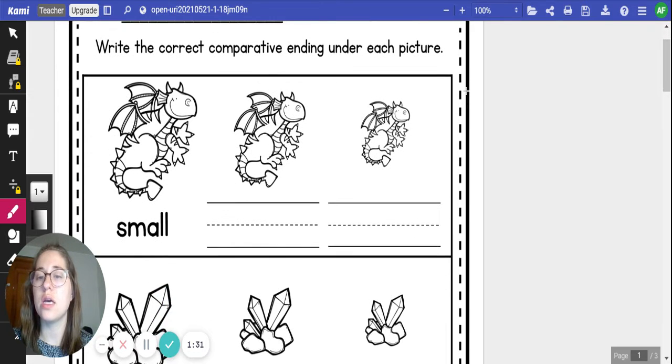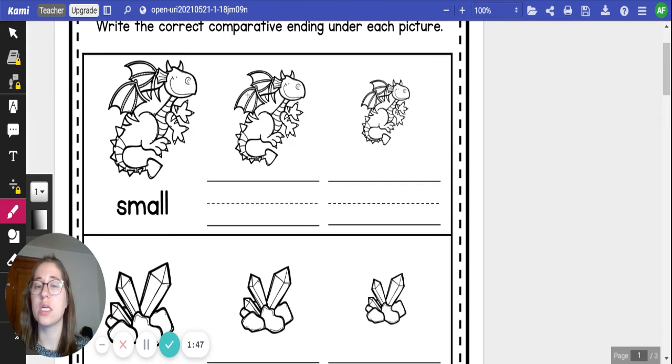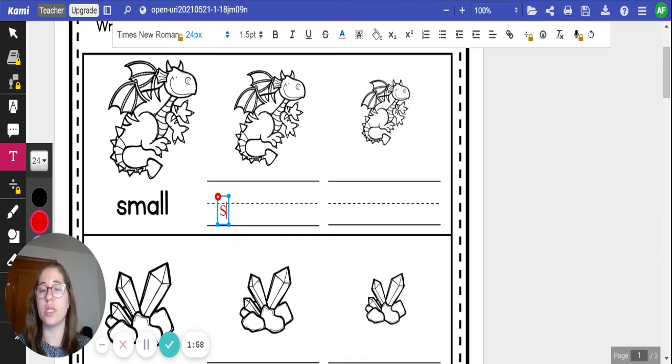Okay, let's practice our comparative endings a little bit more. We're going to write the correct comparative ending under each picture. Go ahead on your piece of paper, write the word small. We're comparing two dragons, and this one is smaller, correct? We have two dragons that we are comparing, so if one is small, we would add the ER ending to say that this one is smaller, S-M-A-L-L-E-R, because we are comparing two dragons, and we know that this one is smaller than the first one.